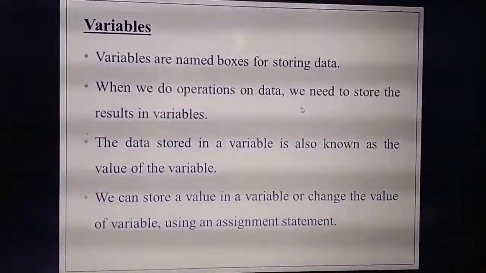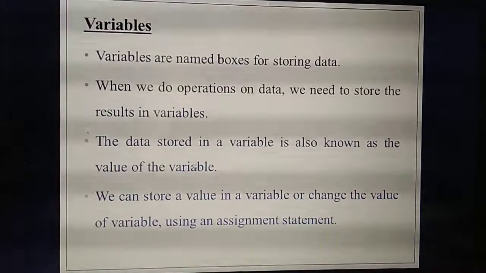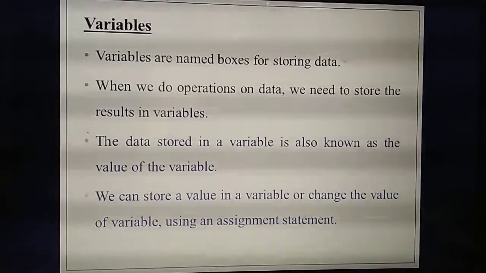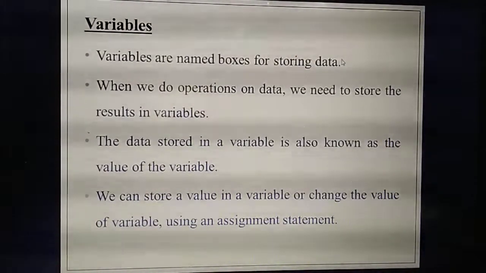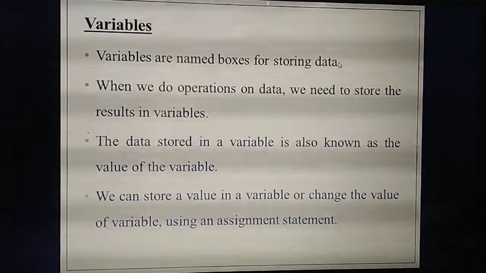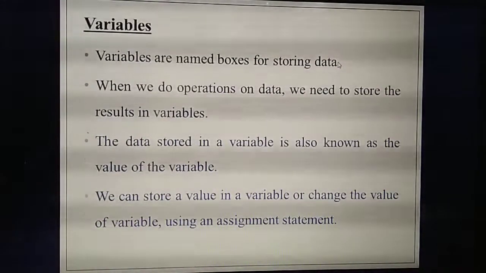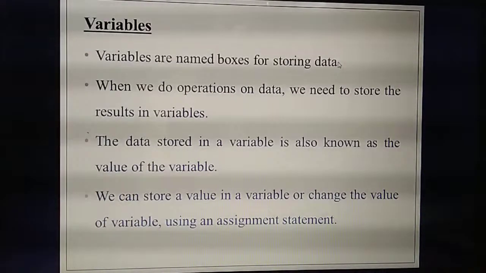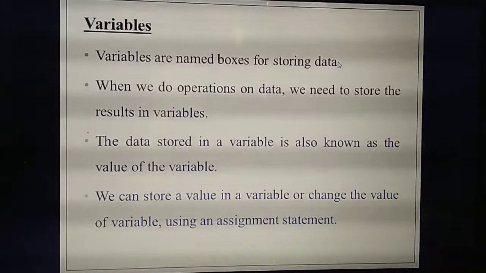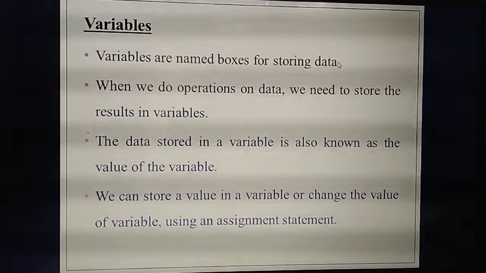Now see the example. Read this one, then you can understand. Variables are named boxes for storing data. What's the variable? a equal to 5, that's a named box. a is one variable name and b is another variable name. What's the use? Storing data. The value of a is 5, the value of b is 10. Second point, when we do operations on data, what operation are you doing? Adding two numbers, a plus b, so 5 plus 10. What's the answer? You will get 15.